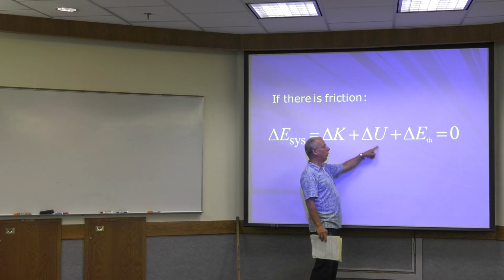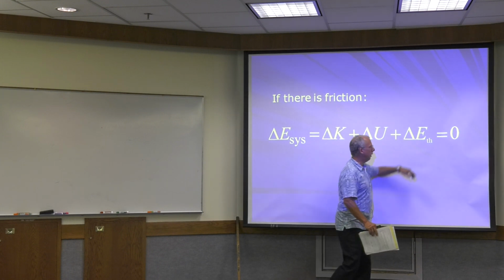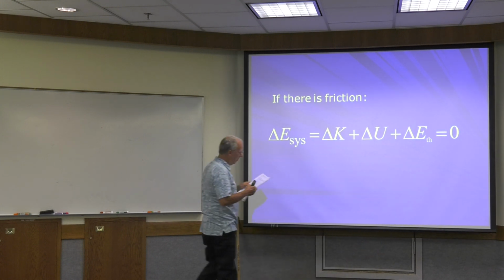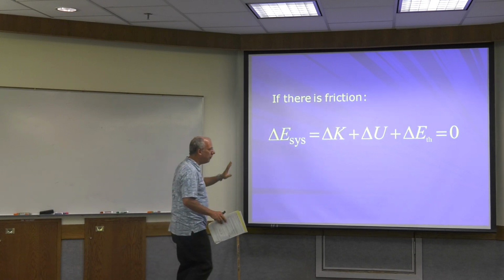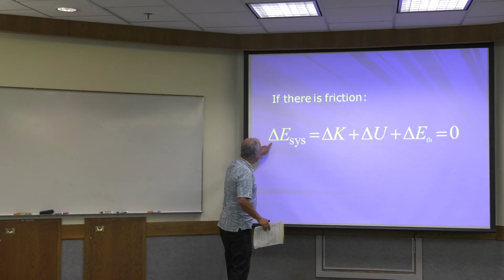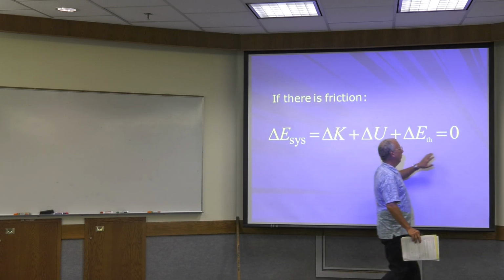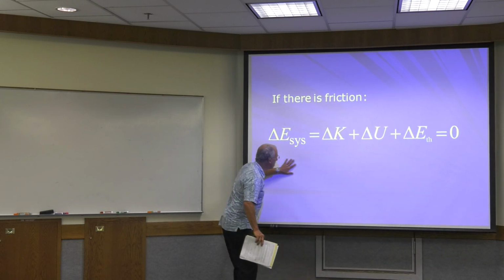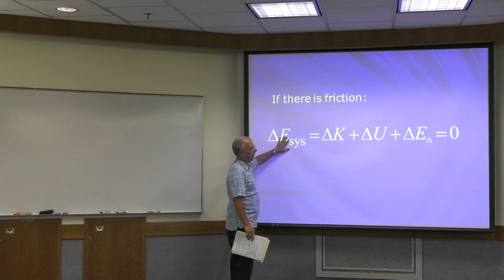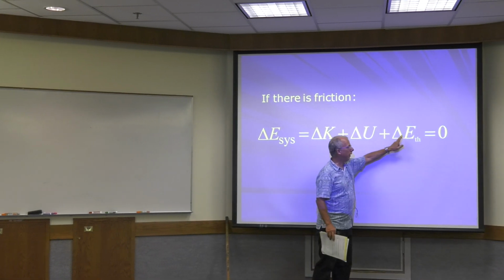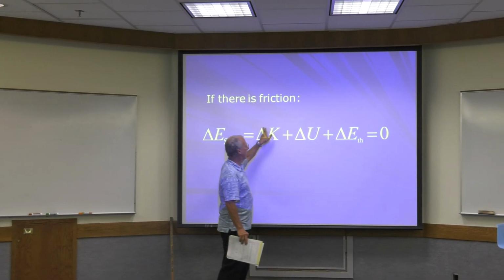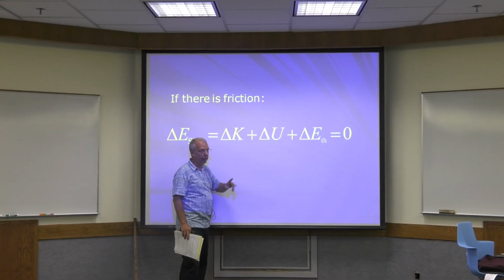Remember, there could be 2 more of these, right? But now we have delta E therm. Notice something important: the change in energy of the system is still 0. So the energy of the entire system is conserved, but since we have friction, mechanical energy is no longer conserved. That's an important point.